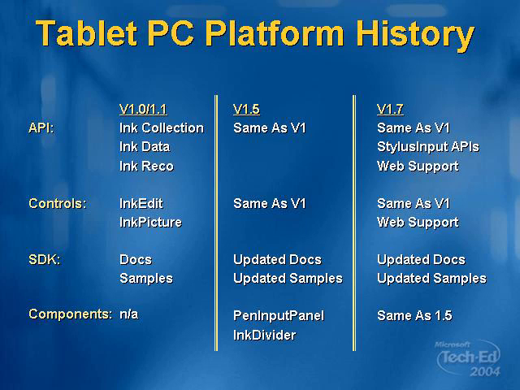So the tablet platform has gone through 3 basic iterations. Version 1 and 1.1, as you can see on the left, the only difference between 1.0 and 1.1 is that we added some samples and documentation updates in 1.1. In version 1, we included APIs for ink collection, ink data and data manipulation, ink recognition, a couple of controls, ink edit and ink picture, and of course documentation and samples. In 1.5, which shipped I believe January of last year, we updated documentation and samples, but we also added a couple of components, the pin input panel and the ink divider.